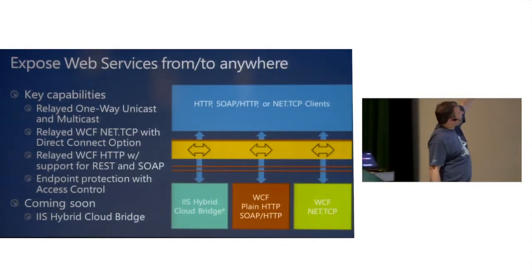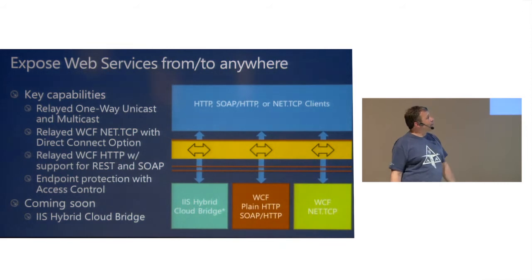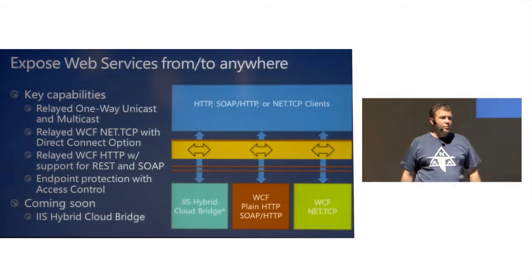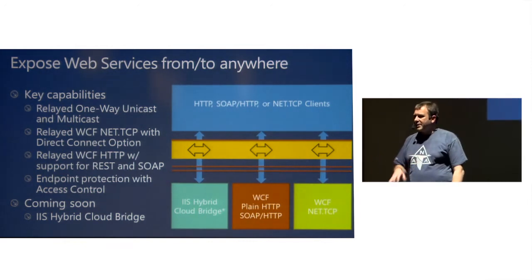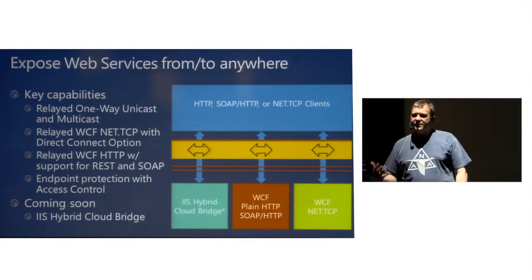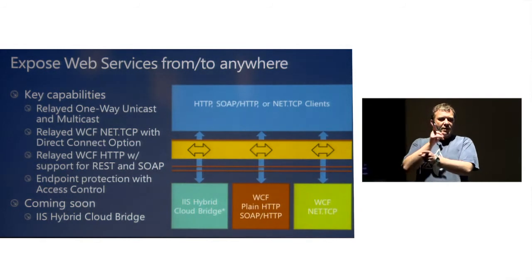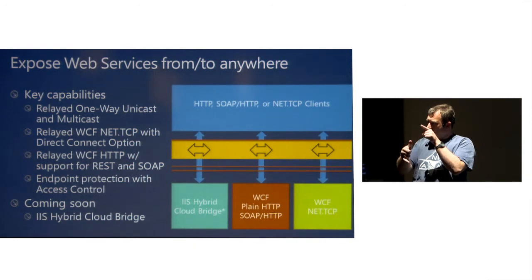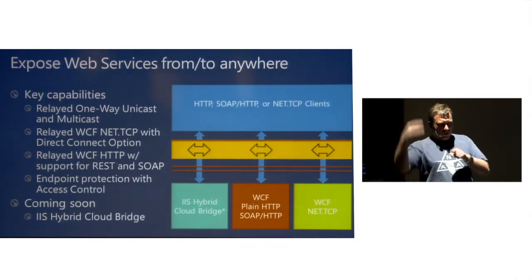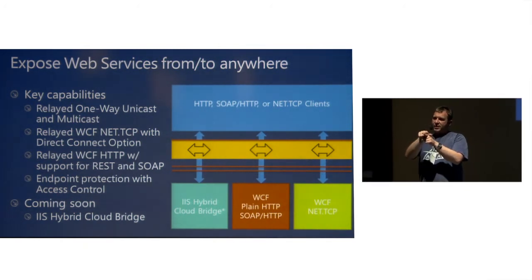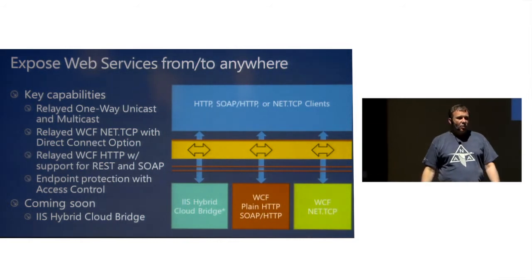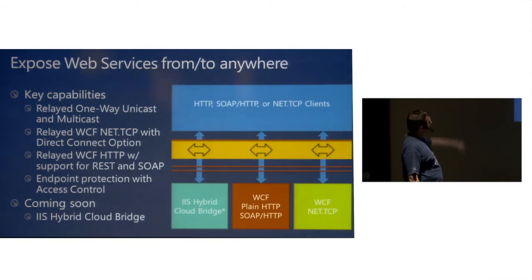So key capabilities here, we have relayed one-way unicast and multicast. There's a binding, I'm going to talk about bindings on the next slide. There's a binding that's called the net event relay binding, which allows you to have not the load balancing feature here, but there's a one-way binding, which exposes only a one-way channel. Your WCF contract needs to have IsOneWay equals true for all the operations. And then we can do multicast. So you send one message in and that actually lands at all the listeners.